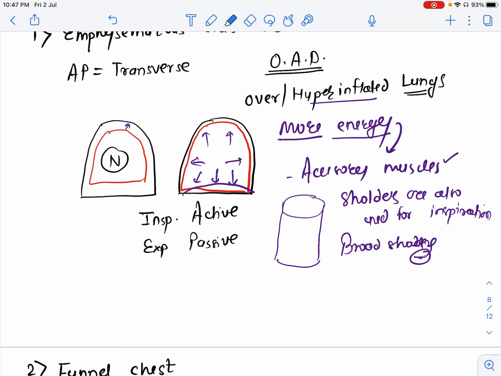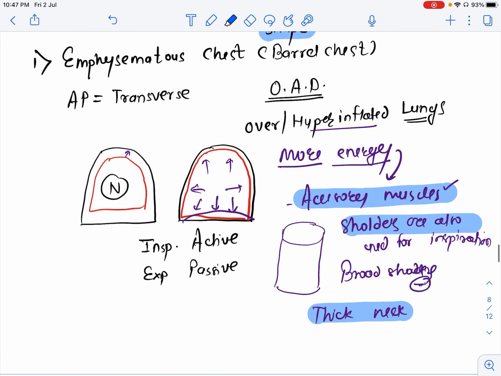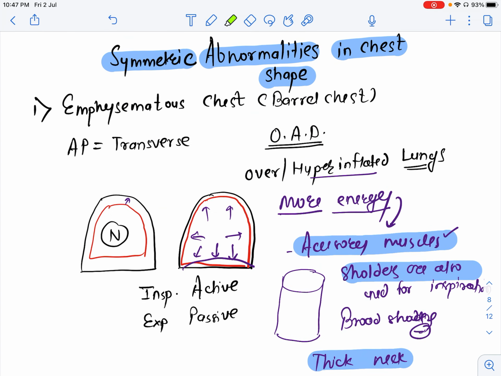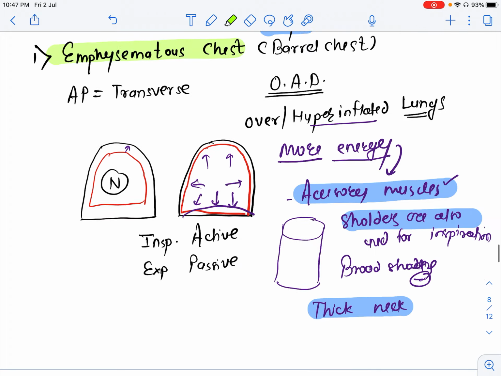What are the first things? The first thing that we know is that accessory muscles are active, broad shoulders, and the third thing is a thick neck. So these are the adaptations that occur in the body in case of emphysematous chest. So the first symmetric abnormality that we have seen in case of a chest is an emphysematous chest, also known as barrel chest.